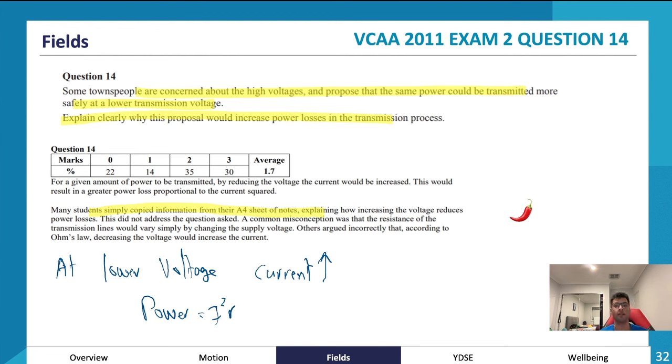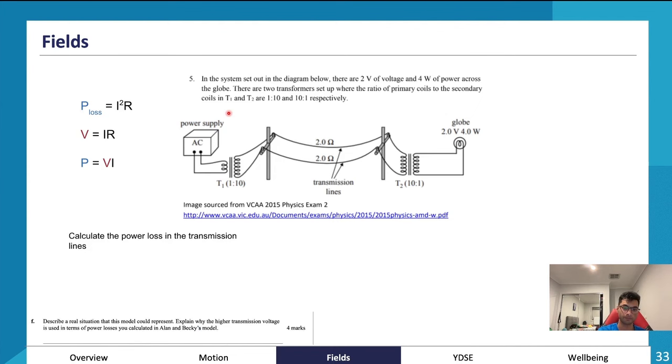So you would say something along the lines of the townspeople are wrong because the lower the voltage, the greater the current, and the greater the current, the greater the power loss. So you always want to be linking back to the original question. You can look at your cheat sheet for a guide, but you always want to link back to what the question is actually asking.